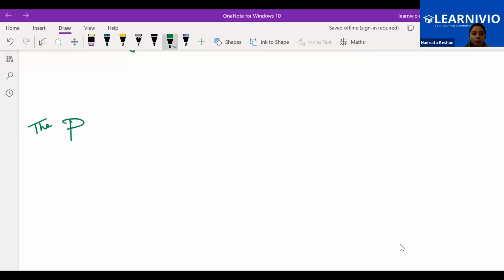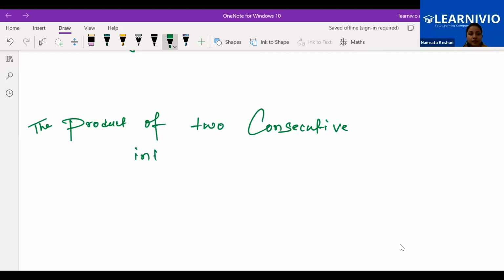Okay. The product of two consecutive integers is 306. It was, right? Yes, ma'am. Find the integers. Okay, so let's continue with the same.